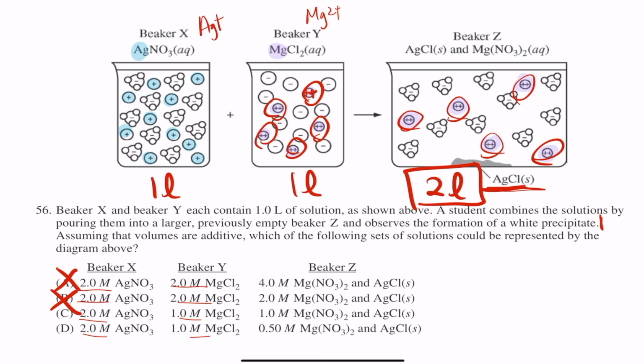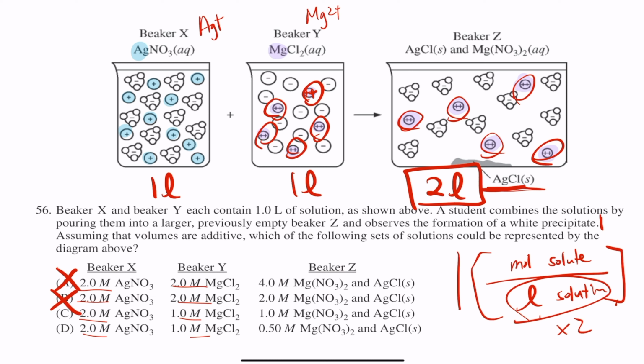How do you calculate concentrations? It's moles of solute per liters of your solution. And once again, this thing, liters of solution, is double because you're in the bigger container. So what should happen to your overall concentration? It should go down. It should be exactly half, in fact, right? So 1 molarity versus 1 molarity, that doesn't make any sense. It's probably 1 molarity, and in the beaker Z with the bigger volume, it's half of that concentration. That's why answer choice D would be the correct answer.